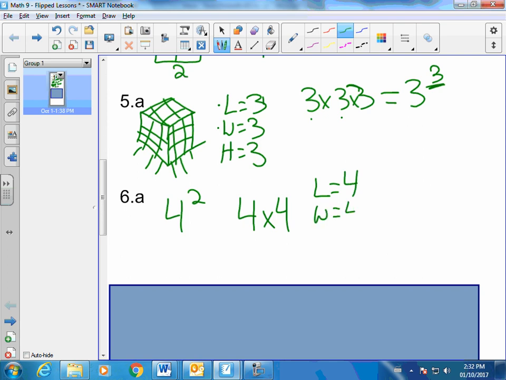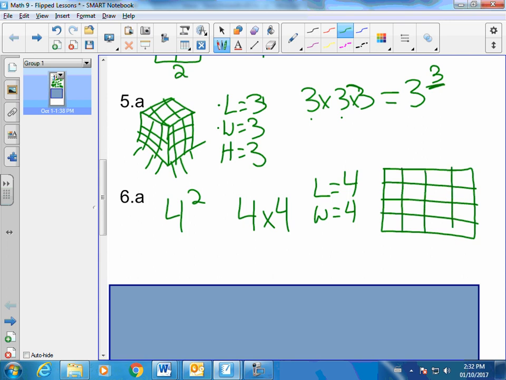I have a width of 4. So all I'm going to do is draw a square, and I'm going to mark it so that I have 1, 2, 3, and 4, 1, 2, 3, and 4 over there. So that is a drawing for 4 squared.